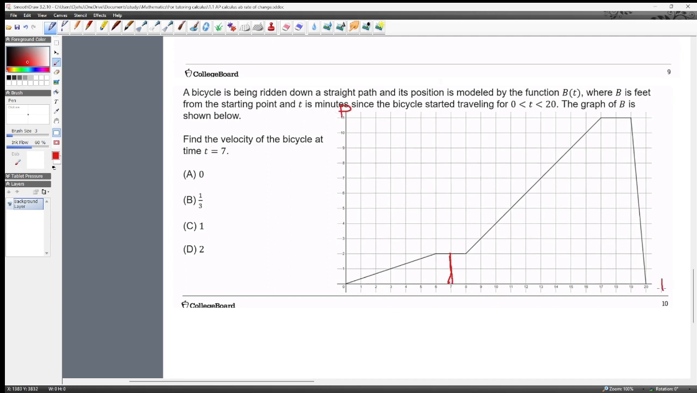Okay, so we move on, and here I'm going to read. A bicycle is being ridden down a straight path, and its position is modeled by the function B(t), where B is feet from the starting point and t is the minutes since the bicycle started traveling, for 0 less than t less than 20. The graph of B is shown below. Find the velocity of the bicycle at time t equals 7.